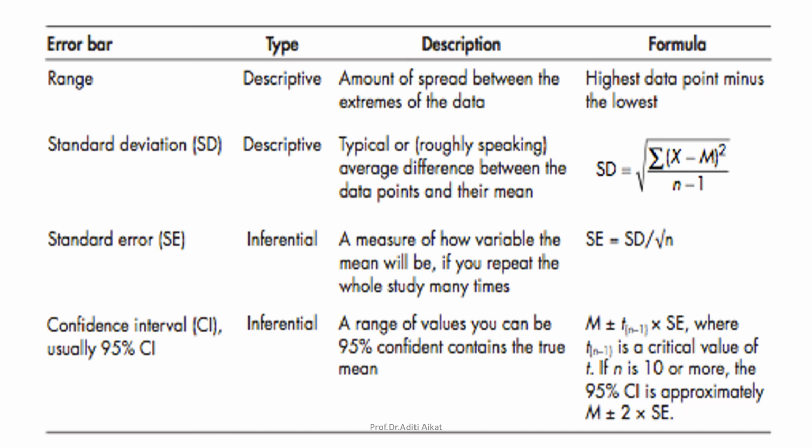The standard error is the inferential statistics part, and it's a measure of how variable the mean will be if you repeat the whole study many times. So standard error is standard deviation divided by root over n, where n is the sample size. And confidence interval, that is usually taken as 95% in the different research methodologies, is also part of inferential statistics. A range of values, you can be 95% confident it contains the true mean value.